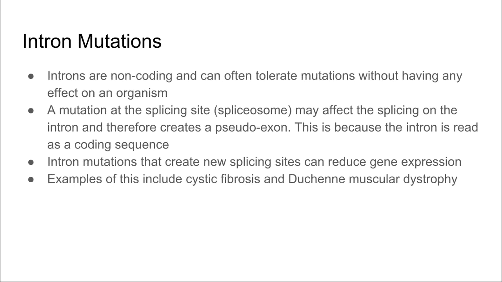Then there are intron mutations. Introns from Module 5 are non-coding regions. Mutations in these sections can usually have no effect on the organism. However, if they occur at the splicing site, they can create a pseudoexon and therefore read the intron as a coding sequence. And if there are any intron mutations that create new splicing sites, we can see a reduction in gene expression. And this is what happens, in fact, in cystic fibrosis.